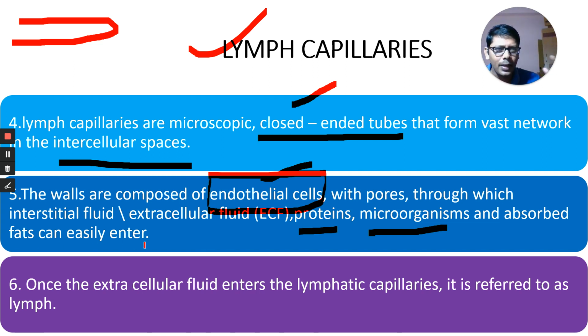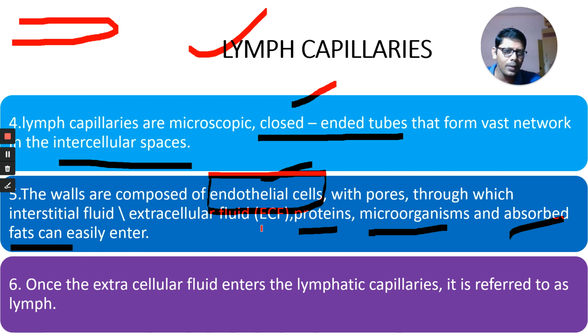For example, in our small intestine we have finger-like projections called villi. Inside each villus there is a lacteal, which is a lymph vessel, into which the fats are absorbed. That's why they say absorbed fats. Fats are not absorbed into the blood; fats are first absorbed into the lymph. Fats can easily enter.